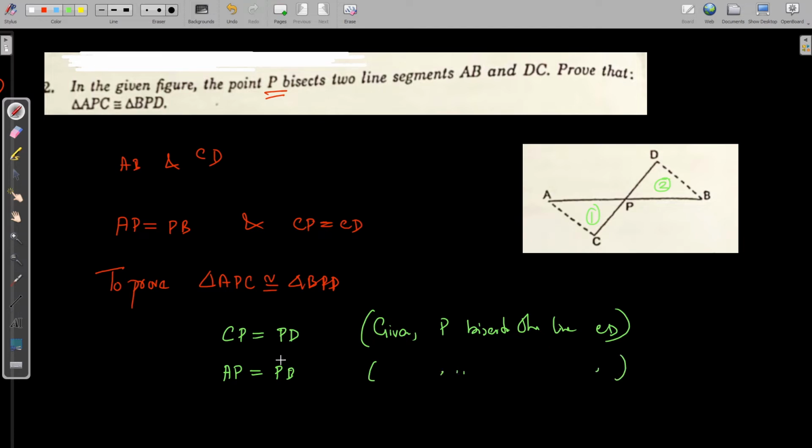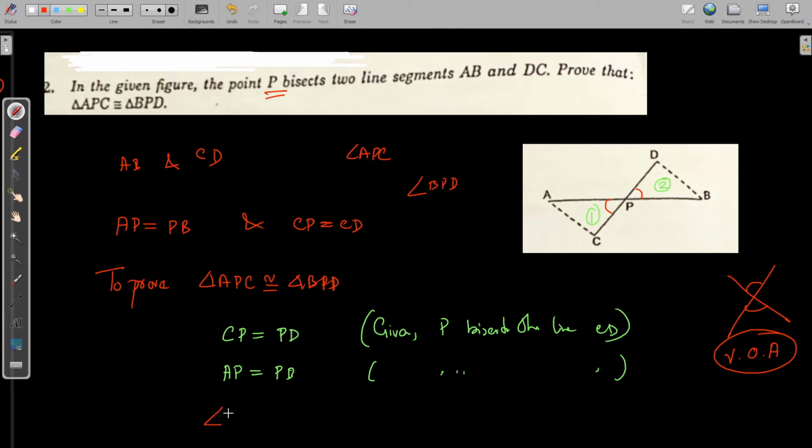Now we got 2 sides, we need either one side for it to be SSS, or we need the included angle for it to be SAS. Now look carefully at angle APC and angle BPD. What type of angles are they? When there are two lines which intersect like this, these two angles are called vertically opposite angles, and these angles are equal.